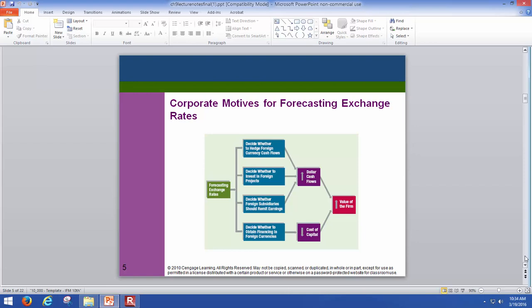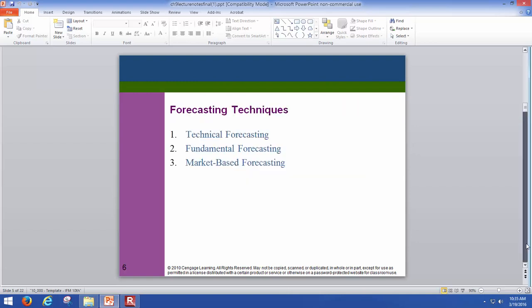If you look at the financing decision, that influences the cost of capital, and our objective should be to decrease the cost of capital. Now, when you talk about hedging foreign currency cash flows, whether to invest in foreign projects or whether foreign subsidiaries should remit earnings, in all these cases, all these will affect the cash flows that you're going to receive. And here, higher cash flows will increase the value of the firm. So these are, like I said before, some of the reasons why a firm should be interested in forecasting the foreign currency cash flows.